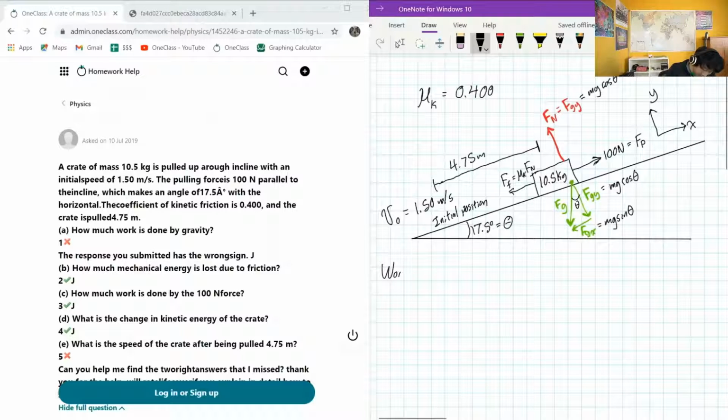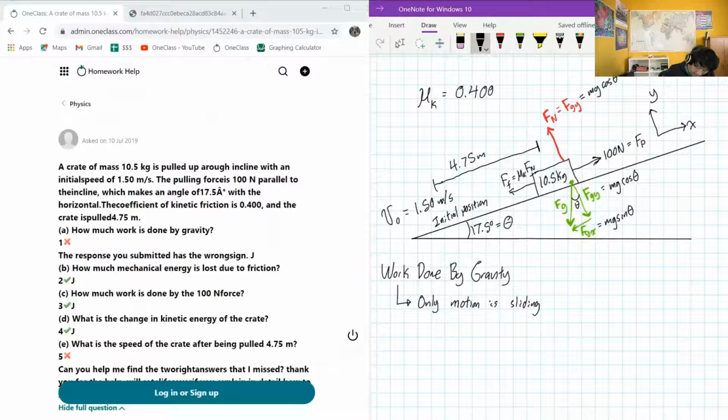So work done by gravity. We know that the only motion is sliding up the ramp, and only the x component of gravity has any work.